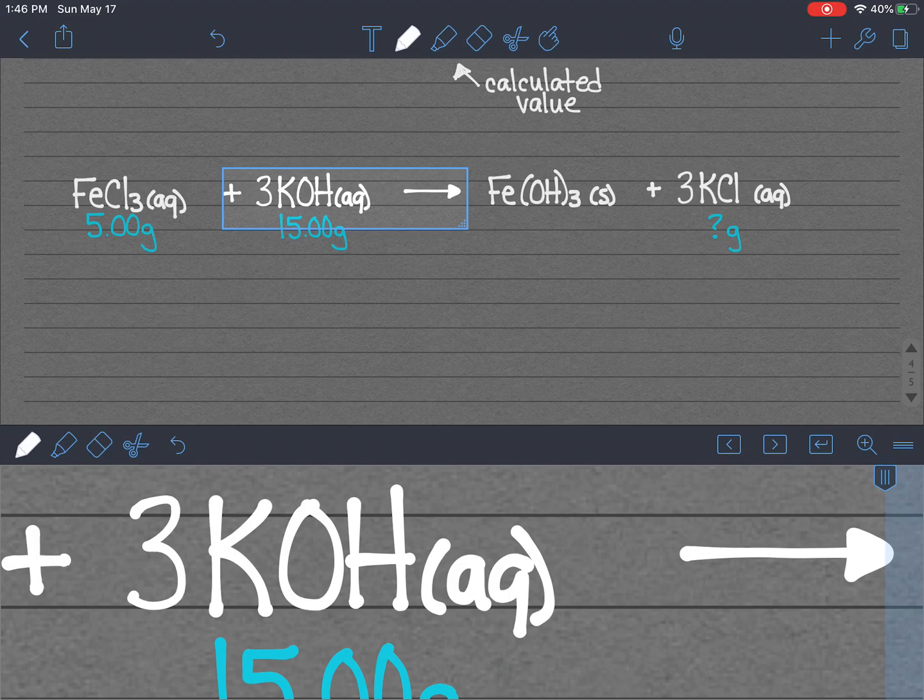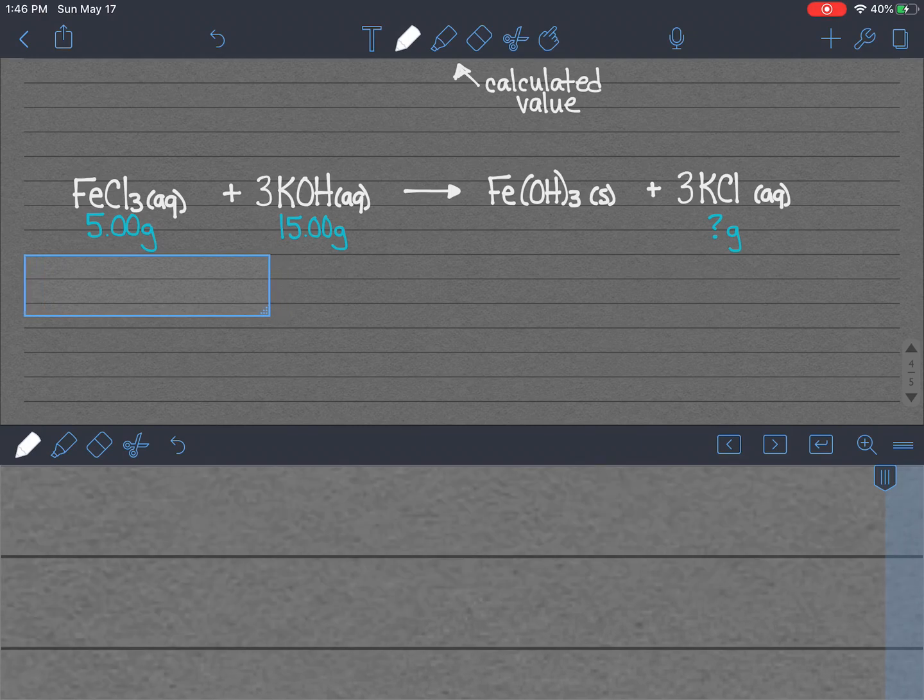All right, so I know that I need 3 moles of potassium hydroxide for every 1 mole of FeCl3. I also know that FeCl3 has a higher molar mass in comparison, and I've got more potassium hydroxide. So my guess here is that iron(III) chloride is going to be my limiting reactant, so I'm going to work the problem with that in mind.